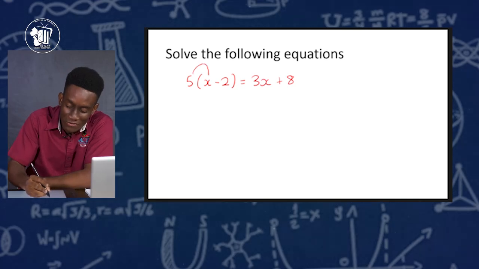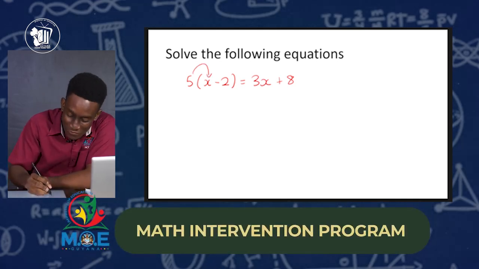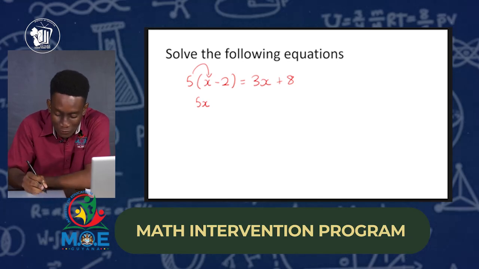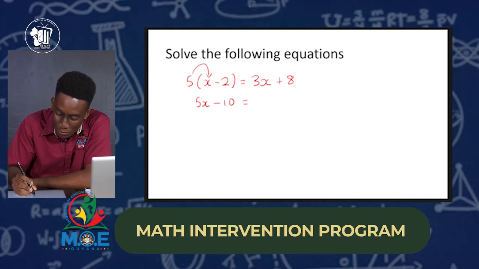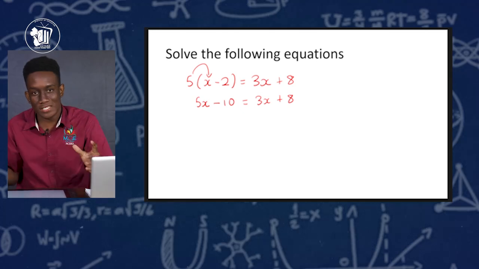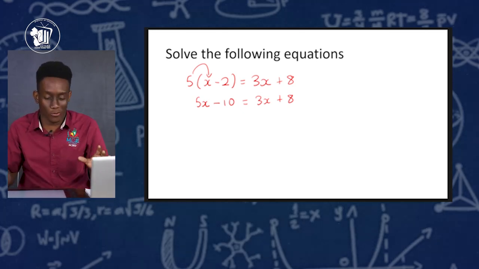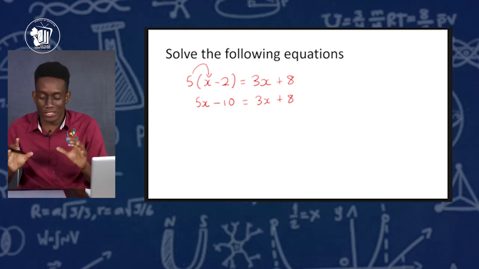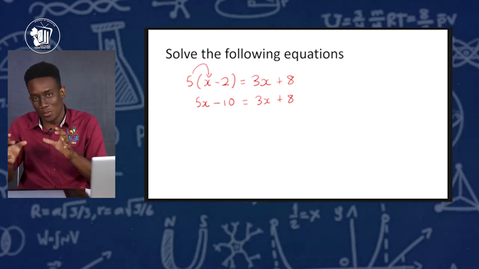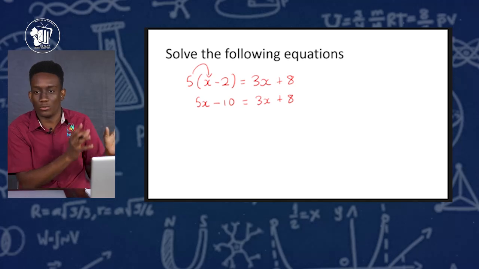So this will be 5 multiplied by x, which would give you 5x. 5 multiplied by negative 2, that would give you minus 10. And that will be equal to 3x plus 8. So once again, we end up in a similar situation. So what do we do? We group the like terms. So 5x subtract 10 is equal to 3x plus 8. We put all the terms with the unknown on one side.